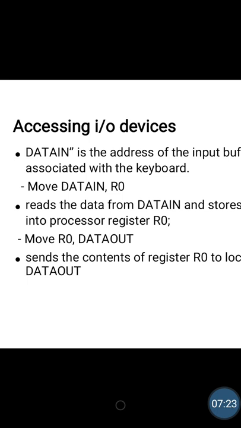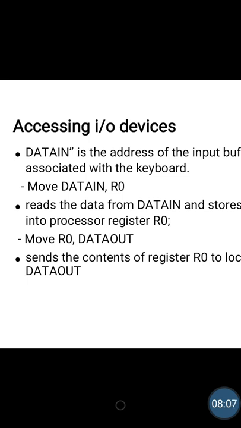Here DATAIN is the address of the input buffer, wherein Move DATAIN, R0 will place the data from the DATAIN register into register R0 of the processor. So what is DATAIN? It is the buffer register within the input device. In our example, it is the keyboard. So from the keyboard, it has to take the data. Where will the data be stored in the keyboard? It will be stored in the DATAIN register. From there, the data will be moved to R0, which is the processor register. Thus, the transfer of data is done in accessing input output by using memory mapped I/O.